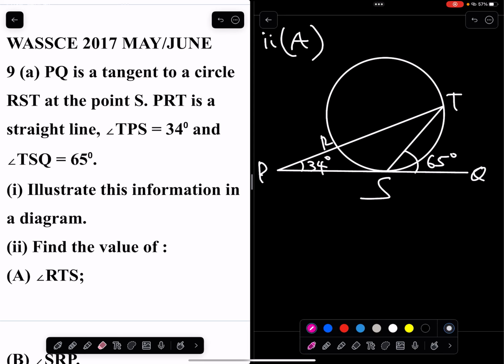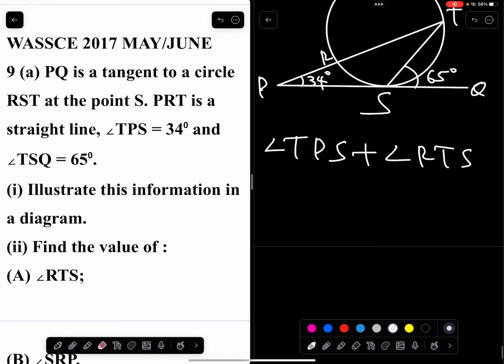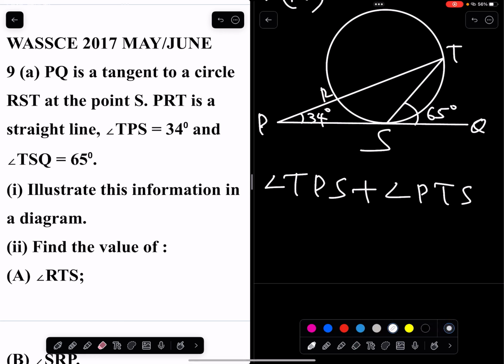First of all, I can see that angle TSQ is an exterior angle to triangle PTS. So that simply means angle TSQ is equal to angle TPS plus angle RTS. And the reason for that is the exterior angle of a triangle is equal to the sum of the opposite interior angles. Angle RTS is the same as angle PTS. So in triangle PTS, angle TPS plus angle PTS is equal to angle TSQ.